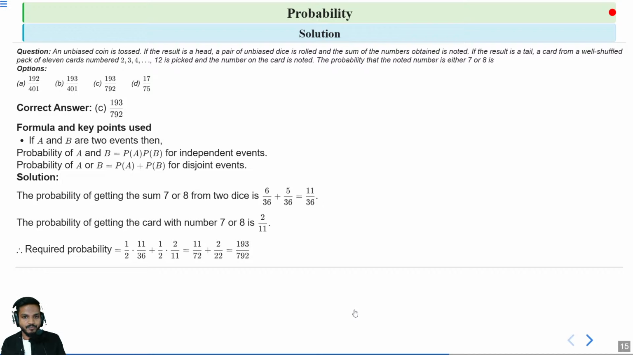So the probability of B, that is we get a sum of 7 or 8, is 6 by 36 plus 5 by 36, which is 11 by 36. So we get 1 by 2 into 11 by 36. And for the second case, when we pick a card from a shuffled pack of 11 cards, we get 1 by 2 into 2 by 11. That is 11 by 72 plus 2 by 22. So the answer is 193 by 792. Clear?